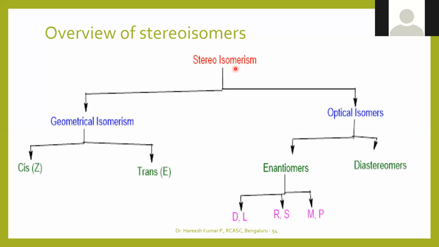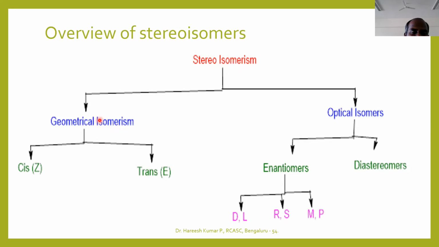So what is stereoisomerism? Stereoisomerism means these are compounds having the same molecular formula, the same physical properties and chemical properties, but they differ in what is called spatial arrangement. Such compounds are called stereoisomers. These are categorized into two types. One is geometrical isomerism, another one is optical isomerism.